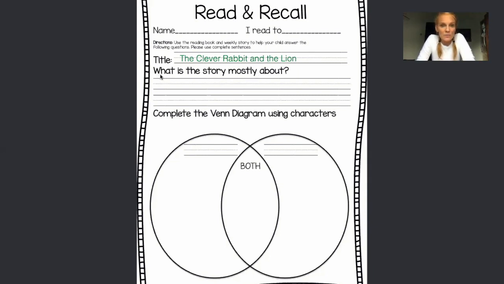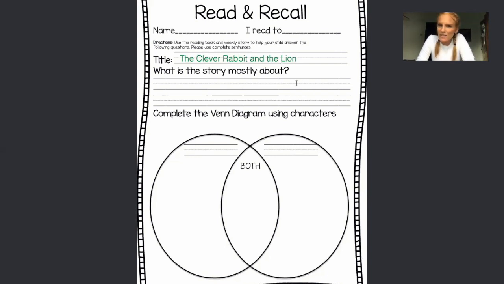All right, let's read the first question. What is the story mostly about? Now, we've had this question several times in KB, and I always tell you, when you have a question that asks, what is the story mostly about? It's easiest to go back and look at the title. So the title is The Clever Rabbit and the Lion. So we know that the story is about a clever rabbit and a lion.